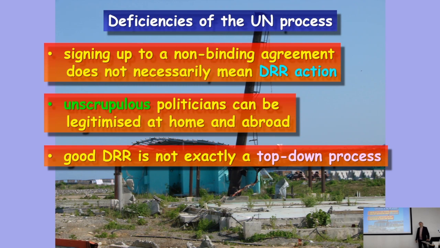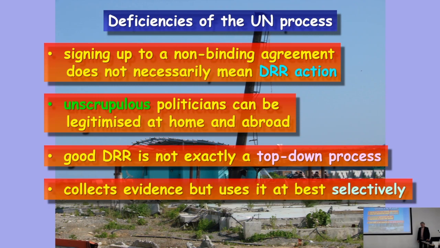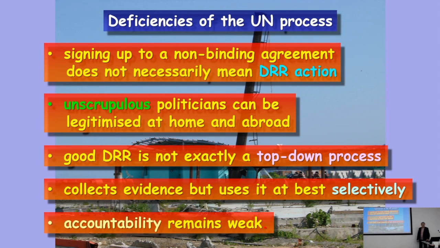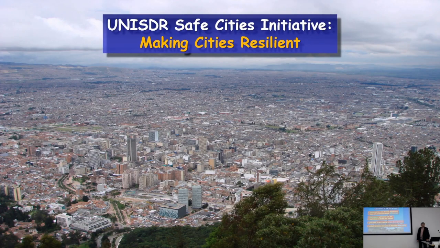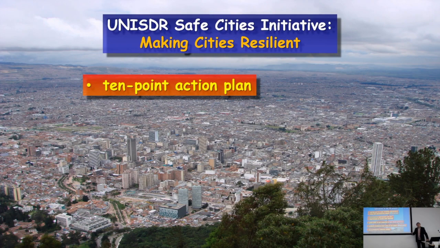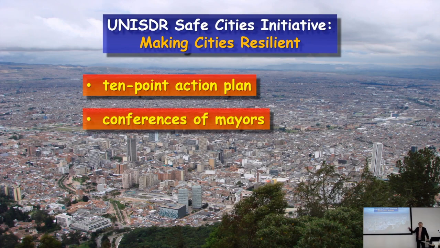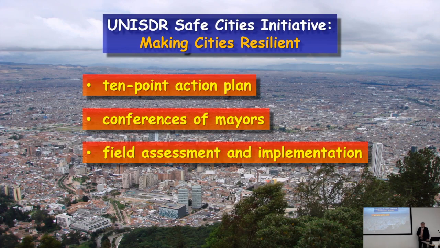Is top-down the right way to do things? That's something you could shout in Geneva at the conference next week, the UN Global Platform. Evidence is collected on whether it works, but we use evidence very selectively. Accountability, still weak, despite attempts to jack it up a bit. Well, the UN's answer to the top-down problem was, let's have a 10-point action plan for cities. We get the mayors round the table. I've seen that done in Geneva too, and very impressive it was.